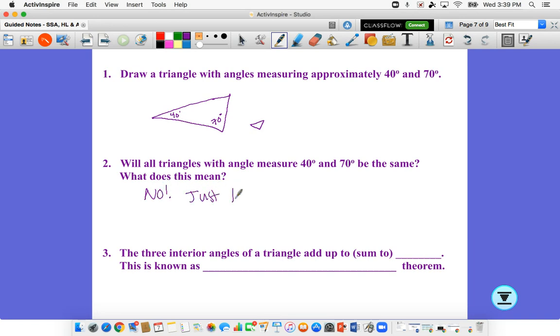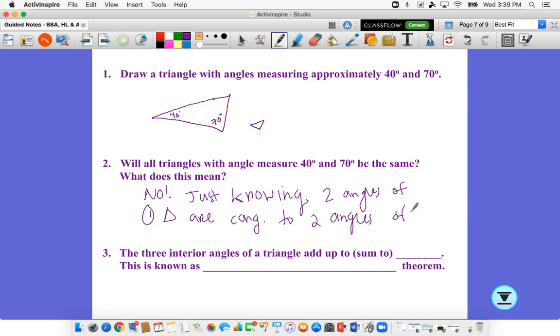Just knowing 2 angles of one triangle are congruent to 2 angles of a second triangle does not mean the triangles are, let's use a symbol here, congruent. It doesn't. This is not enough information.